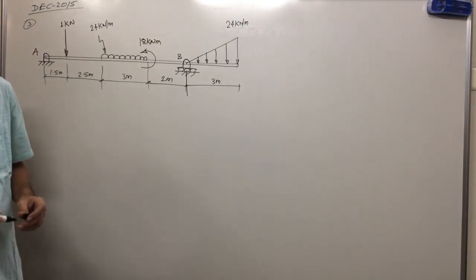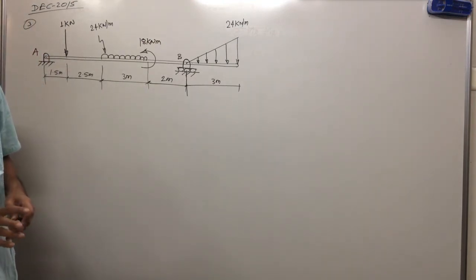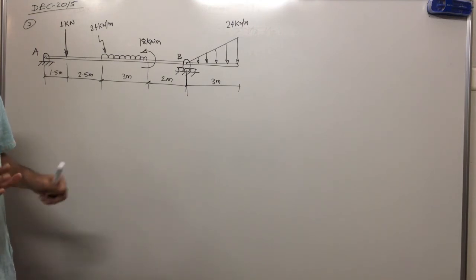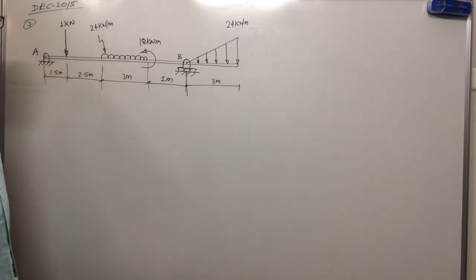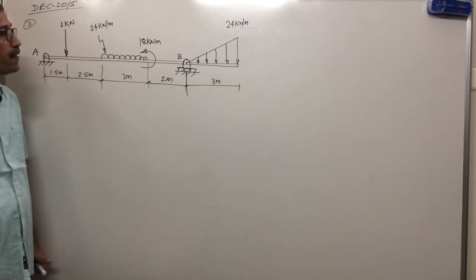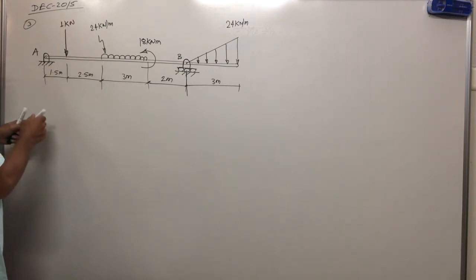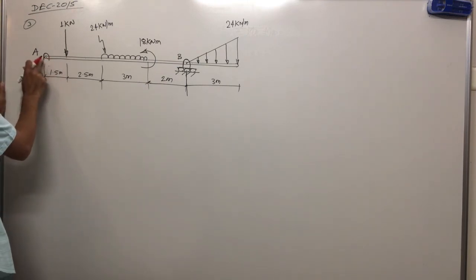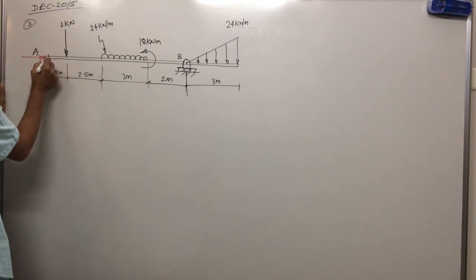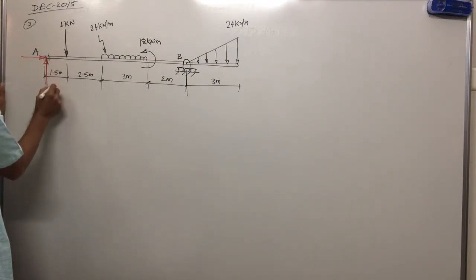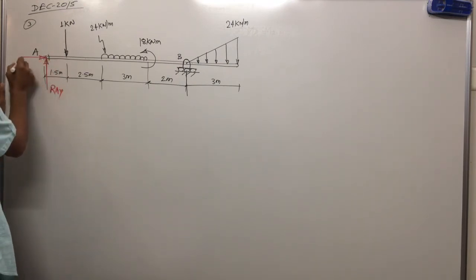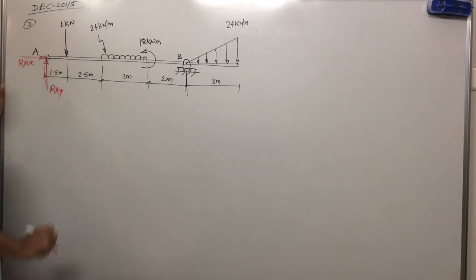Okay, 18 kilonewton meter. Now, were all forces represented? Yes. Okay. Now, the next step is what? Support reactions. Support at A is a hinge, so I will remove the support. What will we add here? Two components of reaction, horizontal and vertical. Name of reaction RAY, name of reaction RAX.